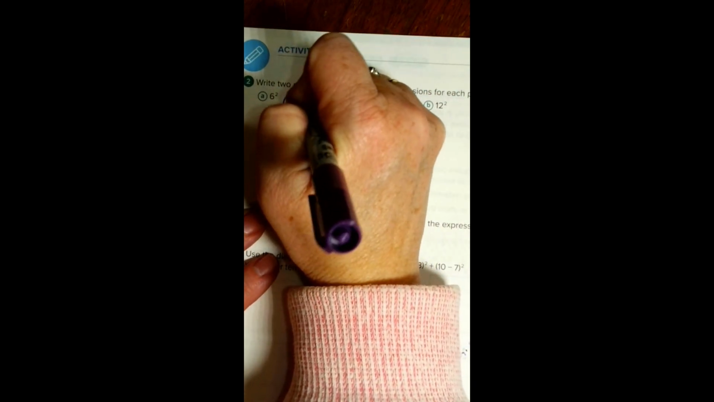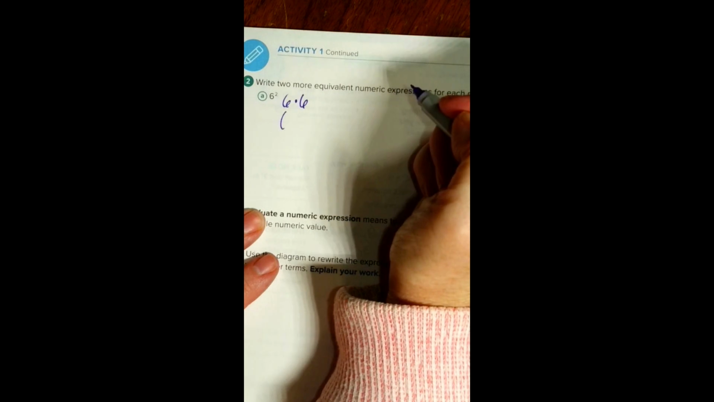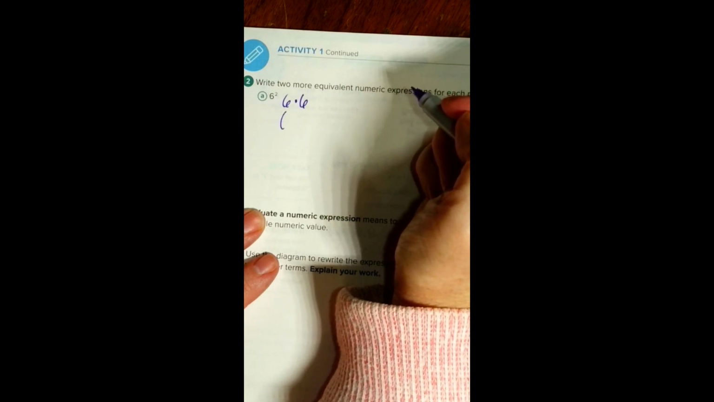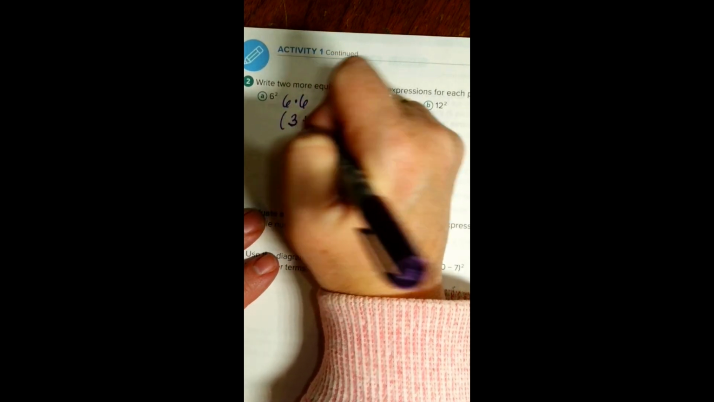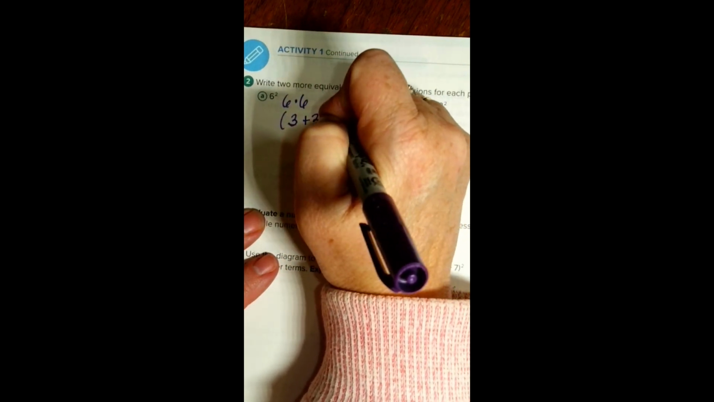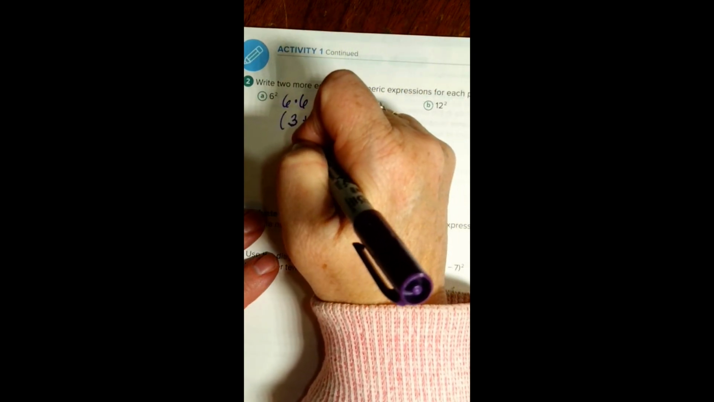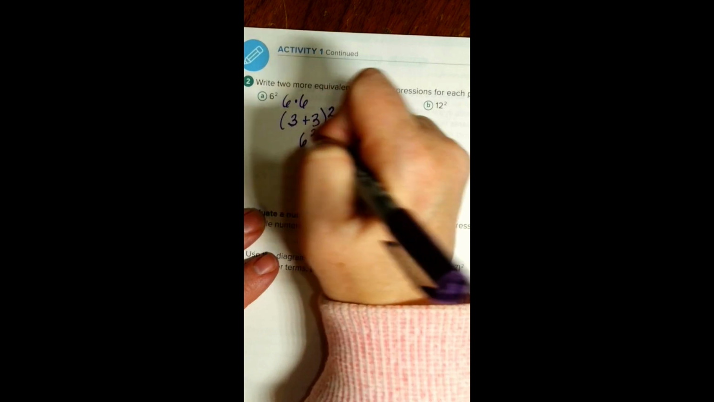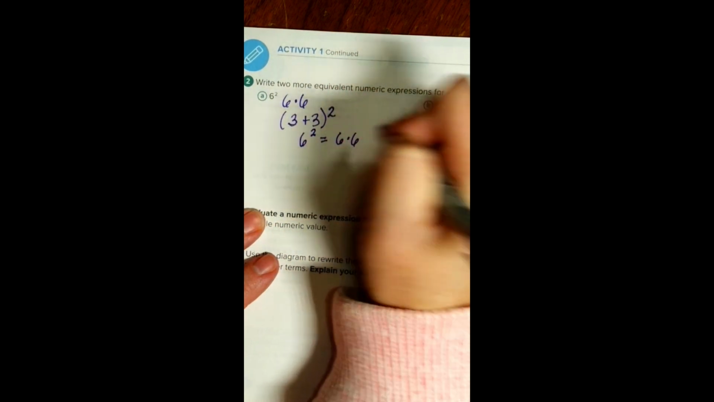Okay, so we could have 6 times 6. We could have 3 plus 3, and then that quantity squared, because that would give us 6 squared, which is the same as the 6 times 6.